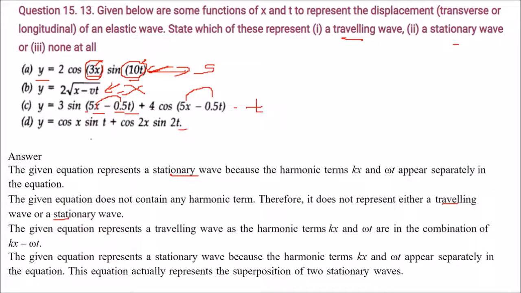How about this one, y equal to cos x sin t plus cos 2x sin 2t. This equation is a stationary wave. Why? Same discussion, because the harmonic terms kx and omega t are appearing separately. This equation actually represents the superposition of these two stationary waves, this one and this one.